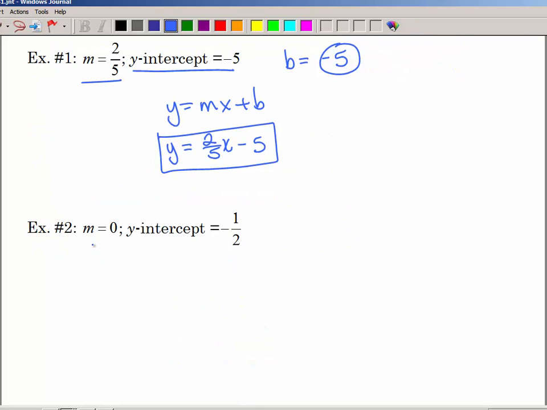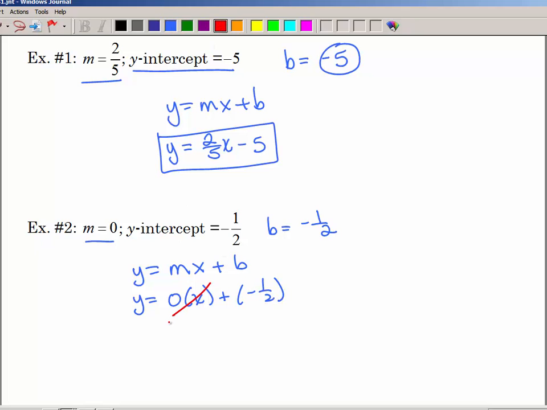So what if we have a slope of 0 and b is -1/2? Well, we have y equals mx plus b. Y equals 0 times x plus that -1/2. Well, 0 times anything is 0. And then that plus a minus, again we're going to make that a little prettier, is -1/2.